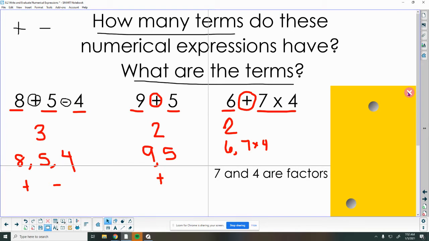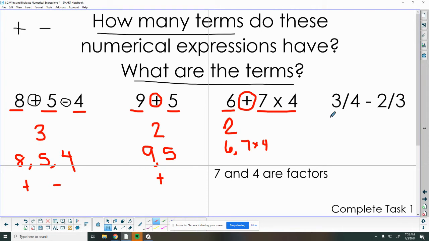So let's try one more of those. We have 3/4 minus 2/3. Go ahead and circle any add or subtract operations that you see. I can see here that we have a minus sign, a subtract symbol. That means I have 1 term here and 1 term here. So together we have 2 terms. I have a term of 3/4. I have a term of 2/3. So those are the 2 terms here.